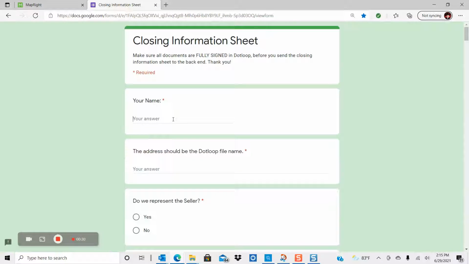So the first thing we're going to do is start with the name of the agent. So that would be your name, or if you have an assistant filling it out, it would still be your name. So agent's name right there, the address of the .loop file. This just helps the backend staff know where they're going to go in case you forget to add them to .loop. So we're just going to say 3 Highway 51B, Colita, and Weber is going to be the .loop file name.